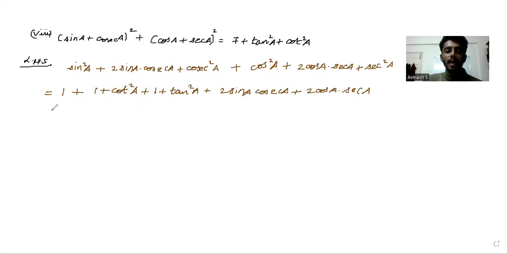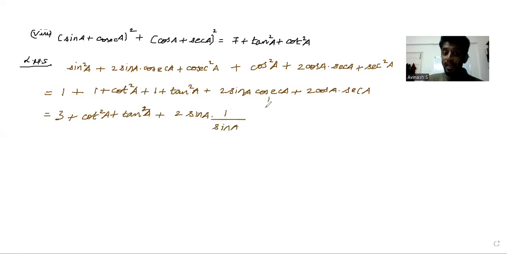Now, what happens if you clearly observe, you can see that this 1 and this 1 will become 2. So you get 2 plus cot square a plus, sorry, it's not 2, it's 3 because there are 3 ones. So this one and this one will get added and you will get 3. So you'll be getting 3 plus what we are left with, cot square a plus tan square a plus other 2 terms. What we can do is we can write this like this. We could have written it in the previous step, but I just want to give you some clarity. We can write it like this.